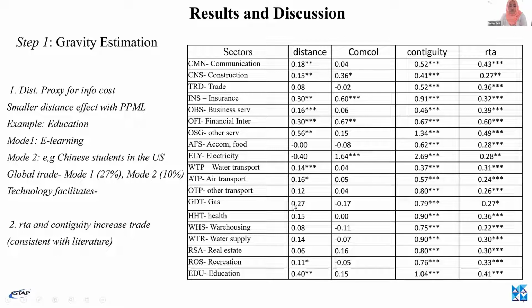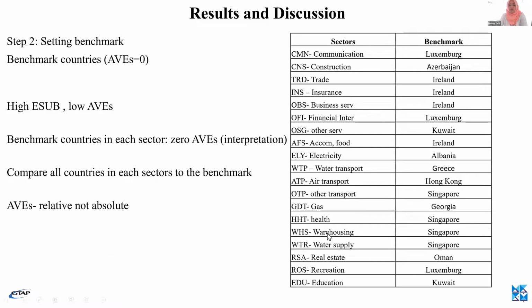And for the third variable, we see regional trade agreement and border effect. I'll not explain them because they're consistent with the literature and with increased trade. Okay, so now we get the fixed effects. The next process is to identify the countries in each sector that have the highest fixed effect, which serve as a benchmark.